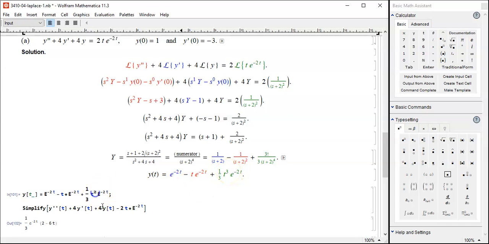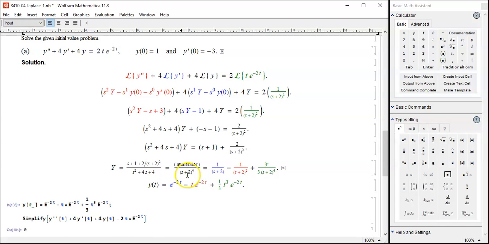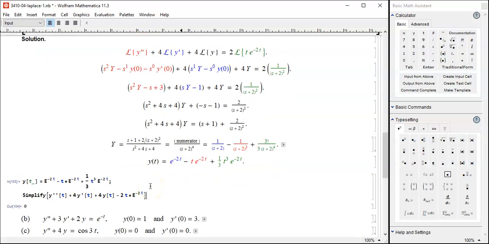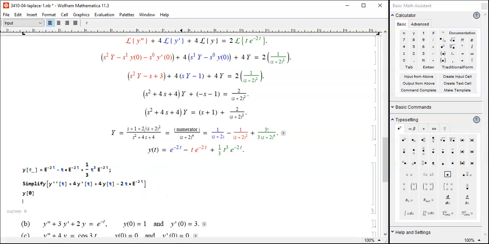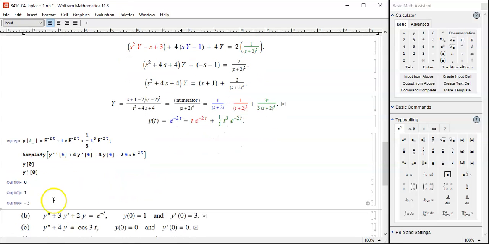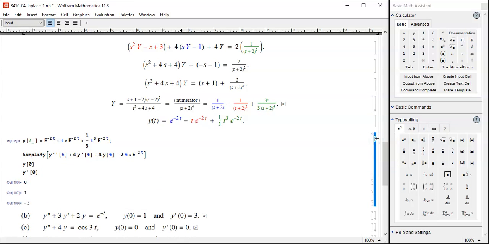This is cubic power. Is that the reason? Okay, all right. So that's a simple typo. Okay, all right. Now, this is a solution of the differential equation, all right? And how about the initial conditions? Y of 0 and y prime of 0. Are they 1 and negative 3? Yes, they are correct. So now I know I did it right.